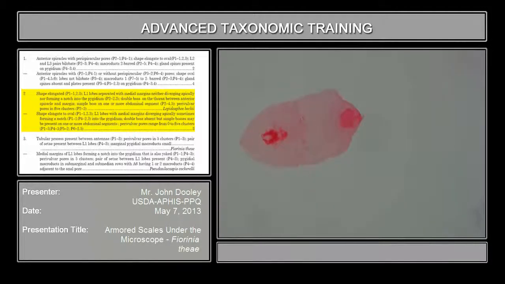If you look at the pygidium, you can't see it here too well. Look at the pygidium area. You notice it's kind of V-shaped where the first lobe is. It's pushed in a little bit, but you see it's kind of scooped in a little bit. And the inner margin of the medial lobe is longer than the outer margin, which is very close to the margin of the pygidium itself.